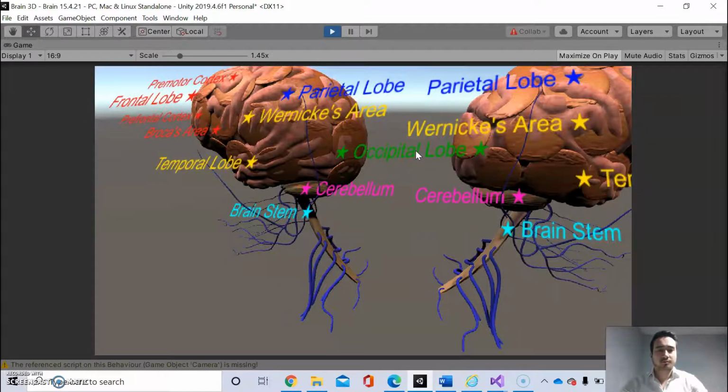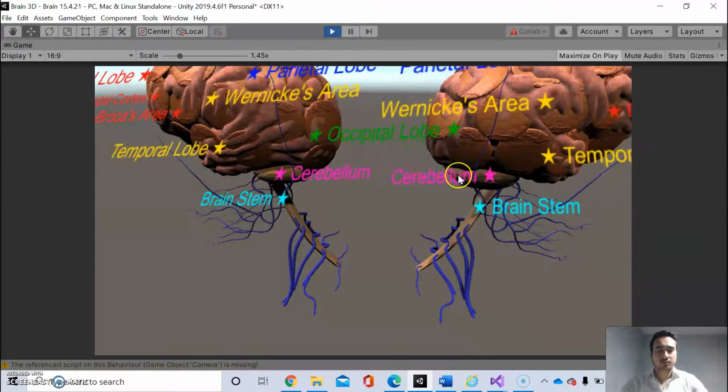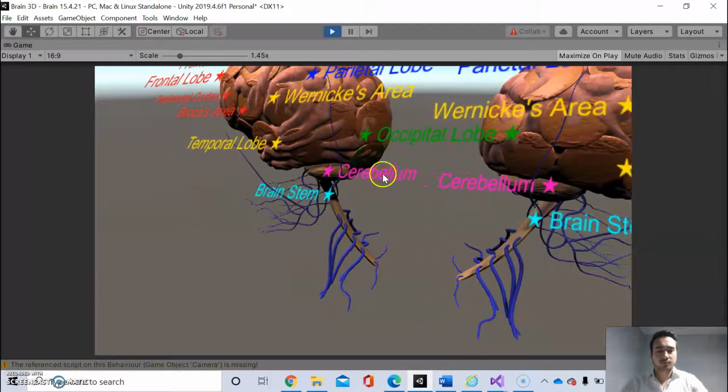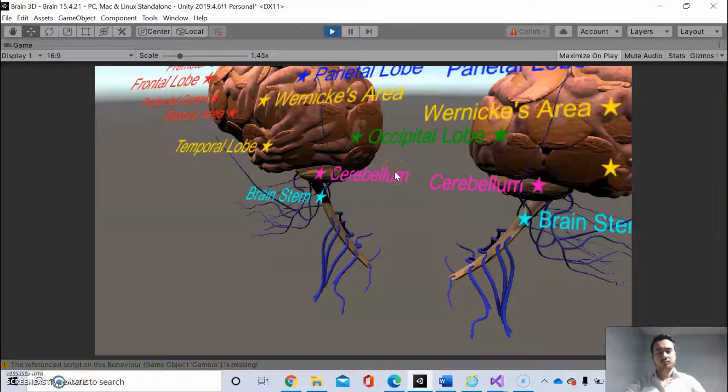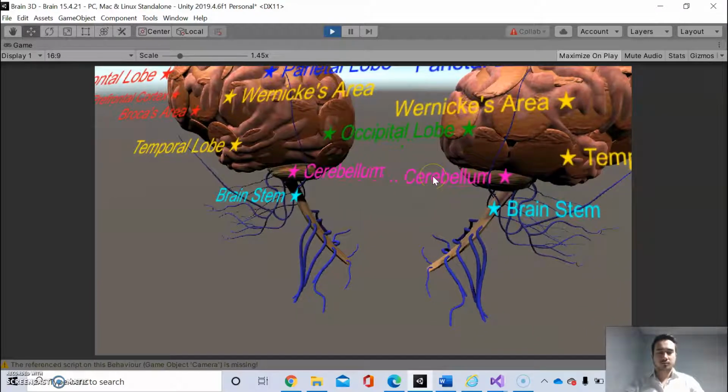The cerebellum. The cerebellum is located at the dark pink star and text label, and is part of the hindbrain near the brain stem. The cerebellum is responsible for coordinating voluntary movements and other motor skills such as balance, coordination, and posture. It consists of the cerebellar cortex and the cerebellar nuclei. Though it only makes up 10% of the brain's volume, it contains 50% to 80% of the brain's neurons.